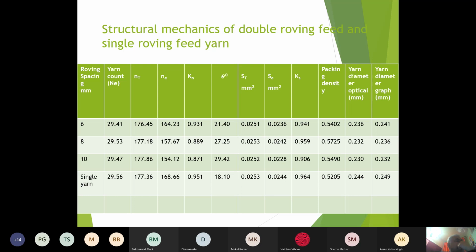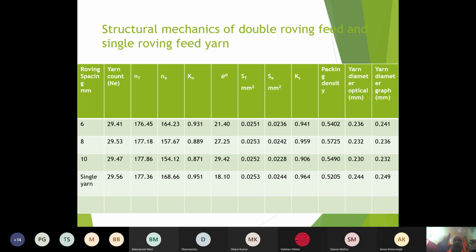Now if the packing density of the yarn is increasing, will the strength of the yarn increase or reduce? Strength will increase. So this is the statement. Another statement you gave is that the number of fibers in the yarn cross section is increasing, so the strength will increase. You see, both statements are correct.